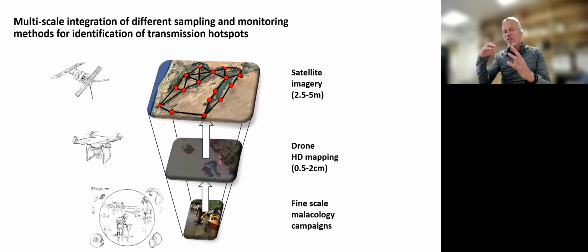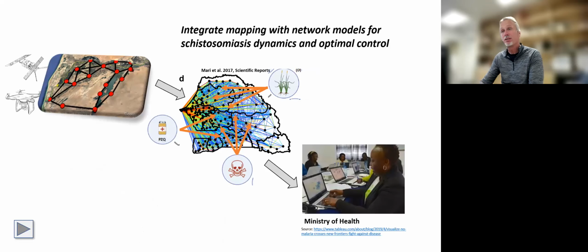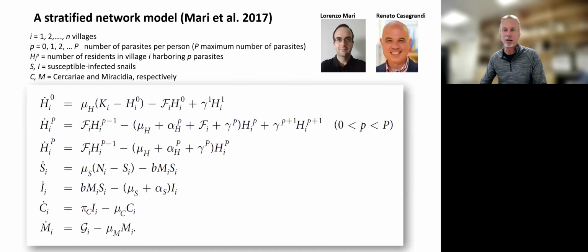And so we are finally able to put together a system that integrates what we call the old-fashioned malacology, the one where you step into the water for hard work for hours per day for 3 weeks, and then you go in the lab and check the snails and dissect them and look at the parasites, with high definition drone imagery between 0.5 and 2 centimeter and satellite imagery. And we're now moving into using Planet Lab that is available even on a daily basis for basically the entire globe. And we can integrate this to identify the hotspot of transmission that then we can use to calibrate network models for schistosomiasis dynamics and optimal control.